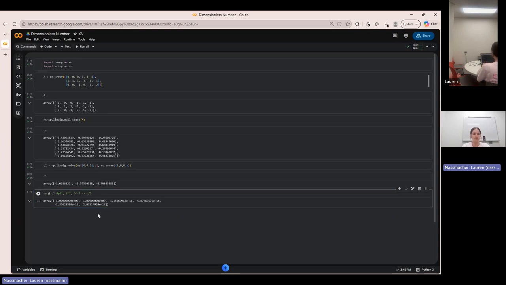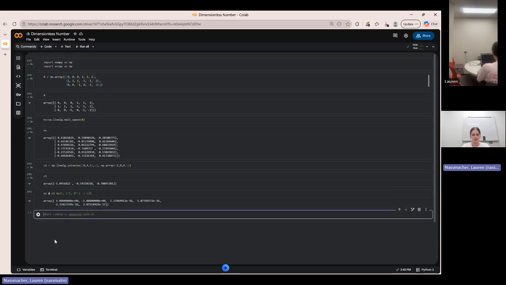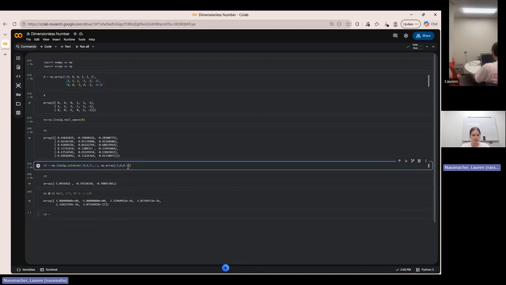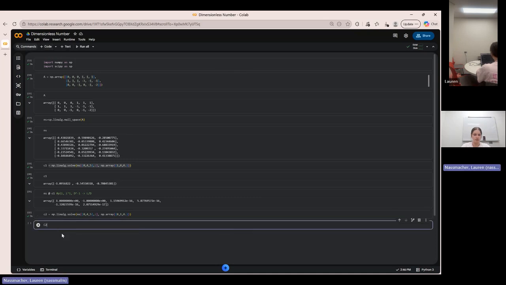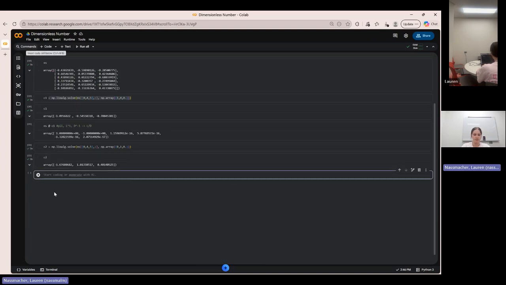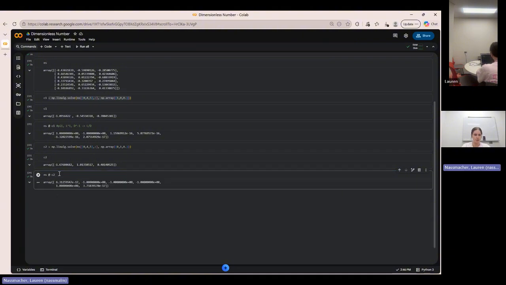We want to do this for the rest of our C's. So we have C1, now we're going to go to C2. And C2 is going to be the exact same setup, but instead of length being equal to 1, we're going to be making it so that length is equal to 0. And our pressure is 1. Run that. Run this. Multiply that by our null space. And we get these numbers.